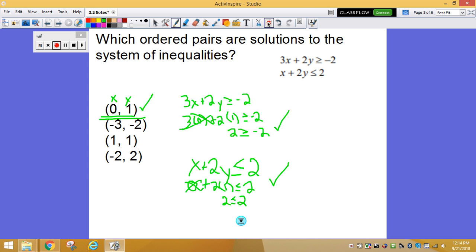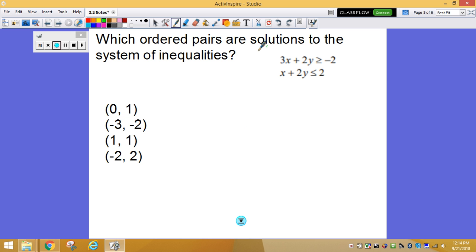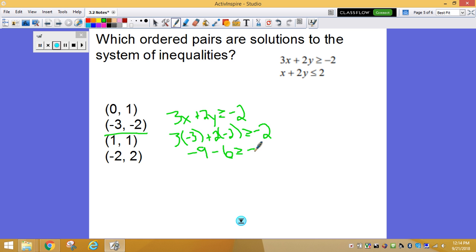Let me do another one just to make sure we're good. All right, now I'm going to do this one. So I'm going to do 3x plus 2y greater than or equal to negative 2. I'm going to plug in negative 3 for x. I'm going to plug in negative 2 for y. 3 times negative 3 is negative 9. 2 times negative 2 is negative 4. This gives me negative 13. Is negative 13 bigger than or equal to negative 2? No, it is not. It is smaller than negative 2.